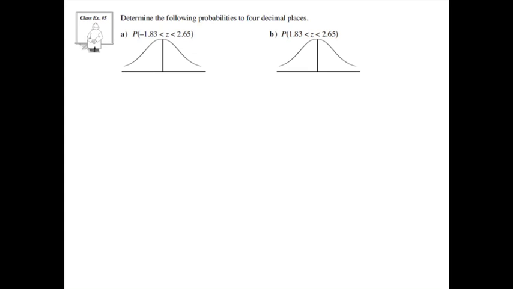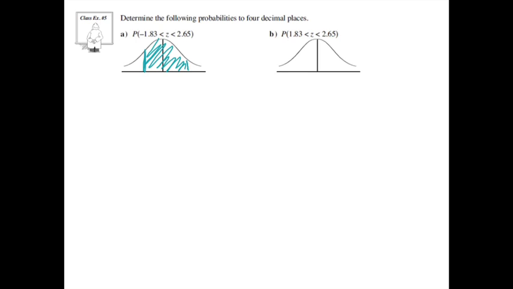So we have to determine the following probabilities to 4 decimal places. We've got the probability that negative 1.83 is less than z, which is also less than 2.65. So negative 1.83 is probably around here somewhere, and 2.65 is probably around here somewhere. And what we want is this shaded part. The probability, of course, is equal to your area.